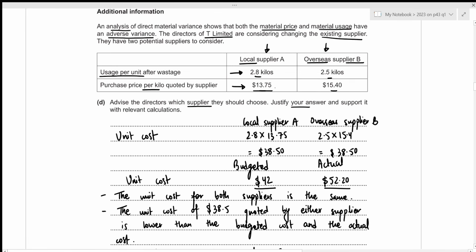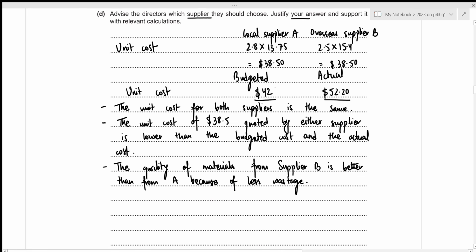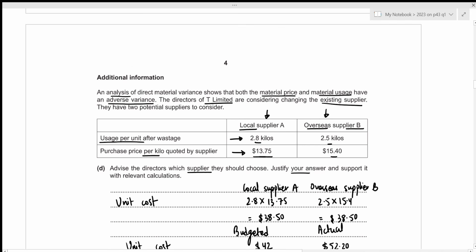Then we can also compare the unit price per kilo, and in this case we can clearly see that the price per kilo is lower for our local supplier A. So the unit purchase price of supplier A is lower than B.